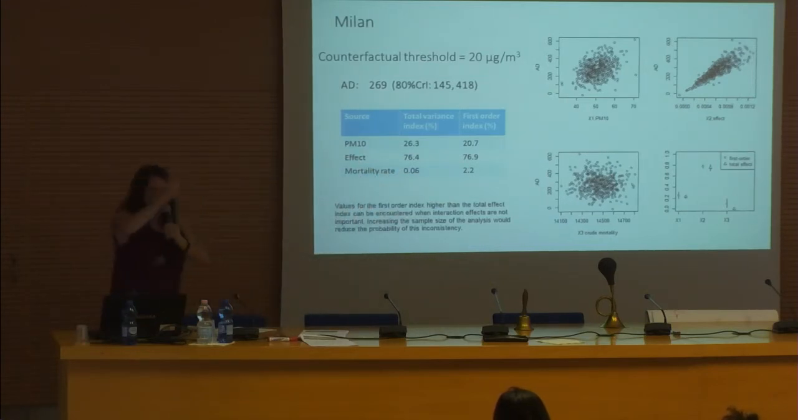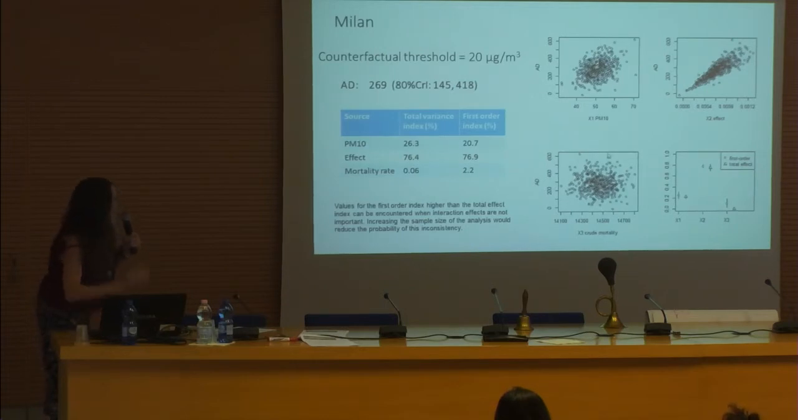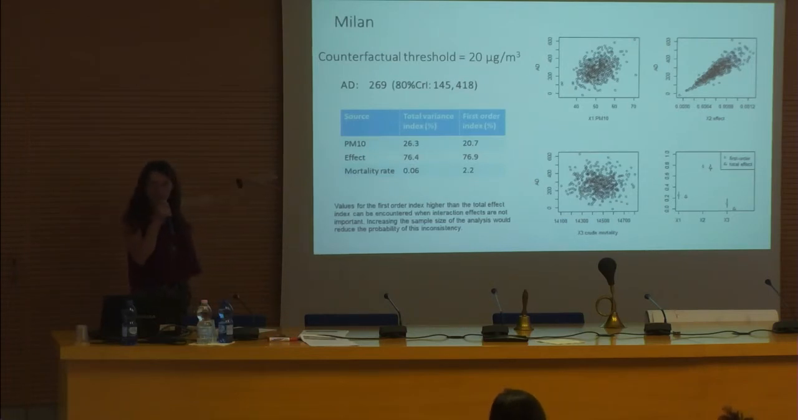When there is not a clear behavior in this kind of graph, like in this case, this means that the first order index is negligible. And in fact, this is the case. Another important thing is that in this case, total variance index and first order index are close to each other. This means that probably we have no interaction effect. So the model is close to additivity.